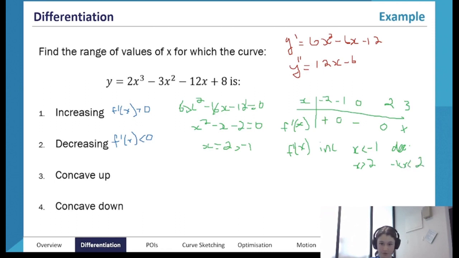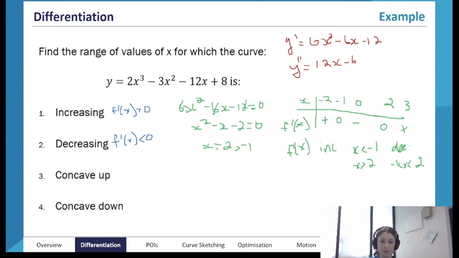So the inequality signs that I'm using here are strict inequality signs, which means they're just less than, greater than. They don't have the equal to component as well. And that's because at the limits that we're using, -1 and 2, the function actually isn't increasing or decreasing. It has a gradient of 0. So that's why we're using those signs instead.